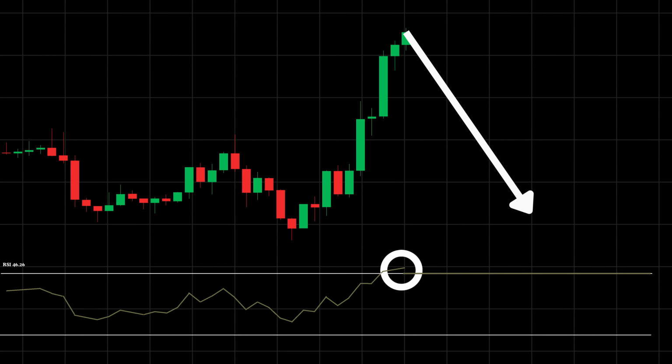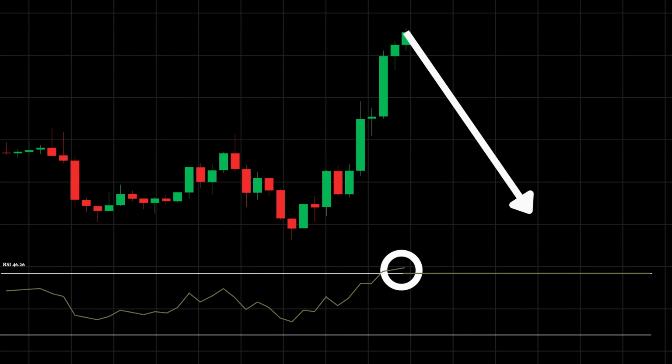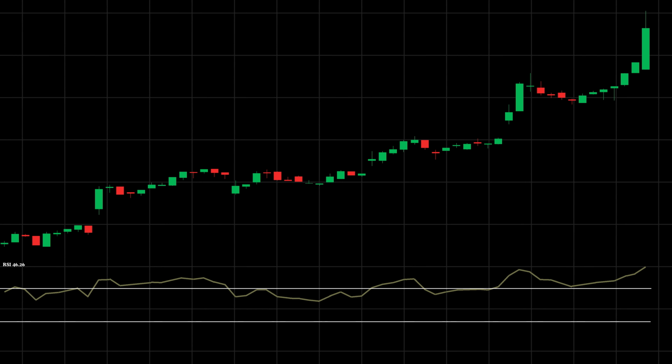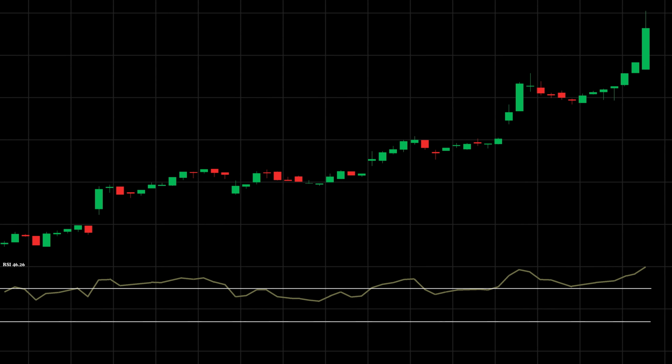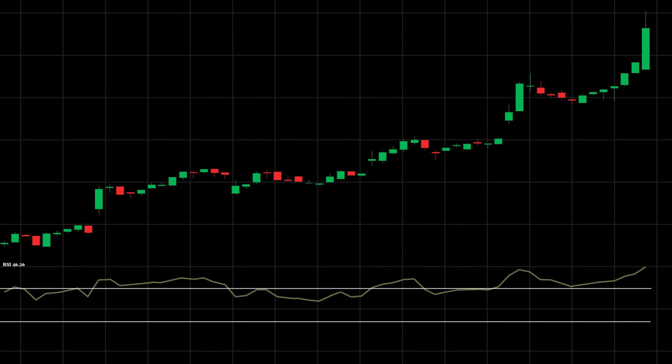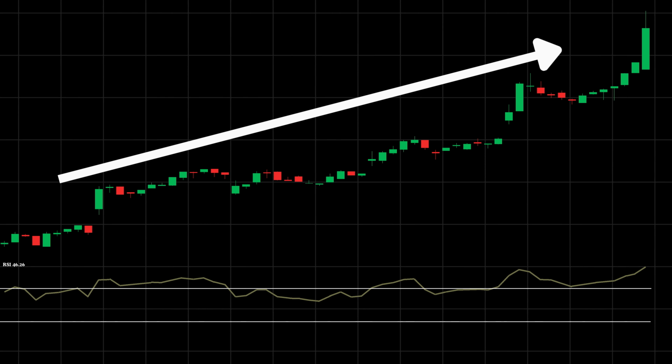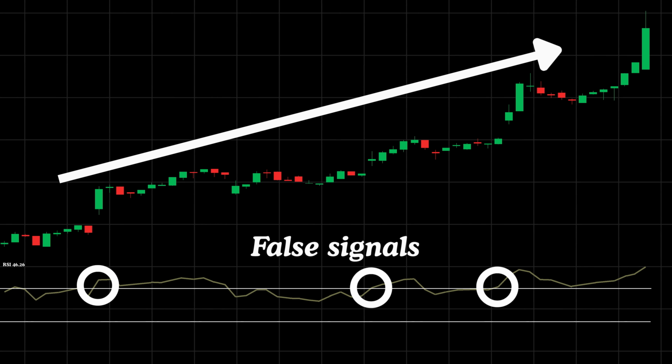This type of thinking is actually one of the fastest ways to blow your account using the RSI, because it just doesn't work like that. The problem with using RSI this way is that market behavior doesn't always follow those assumptions. If the market is in a strong trend, the RSI can produce many misleading signals.